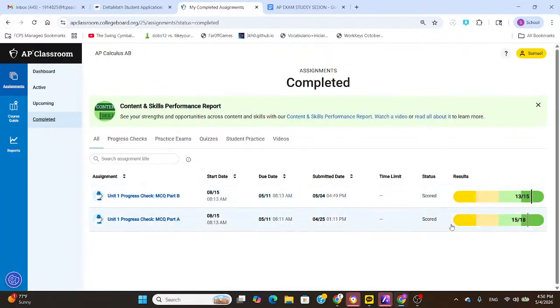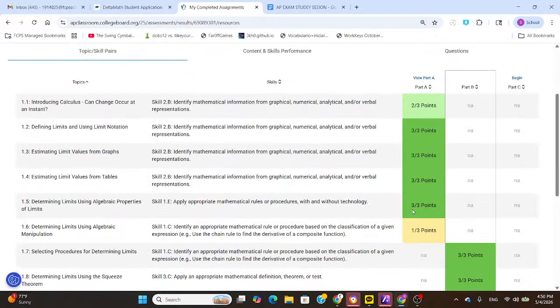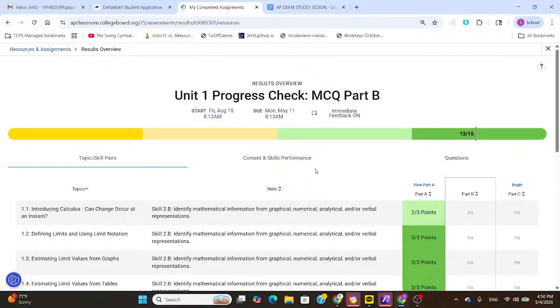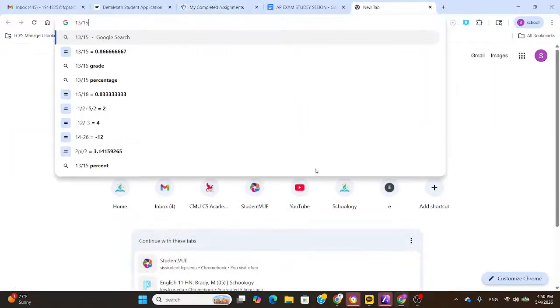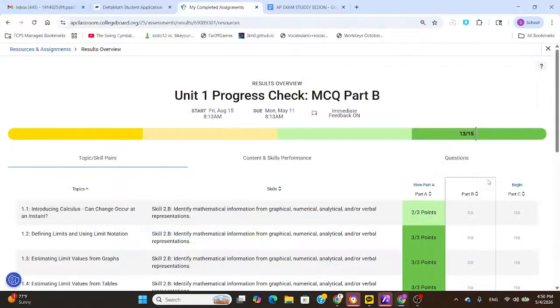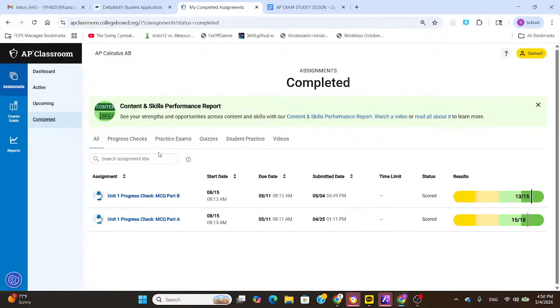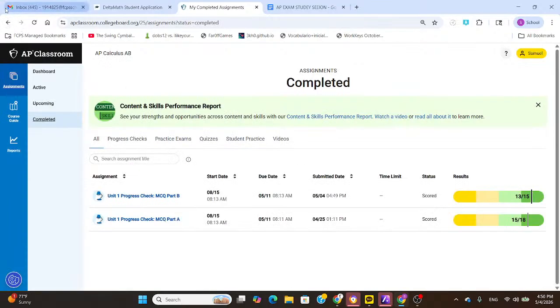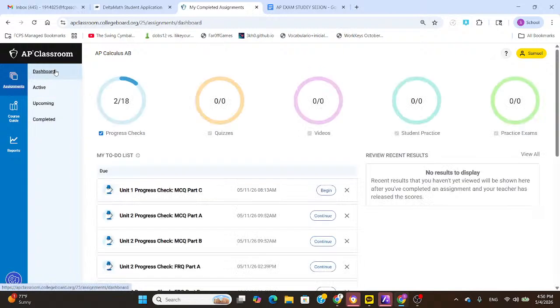Let's see what I got here. I got a 13 out of 15. 86. It's all right, I guess. Just those silly mistakes I had. I could have gotten a 14 or 15, but woulda, coulda, shoulda. You know what I'm saying? So it is what it is. Can't really do anything about it on a test.